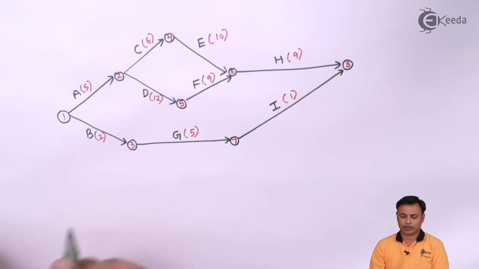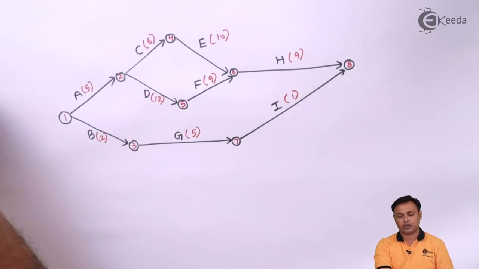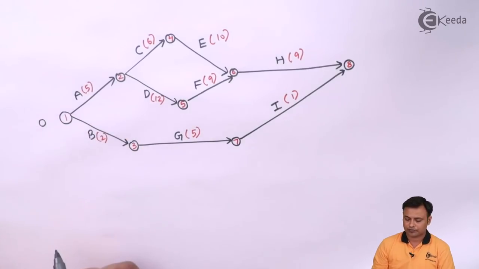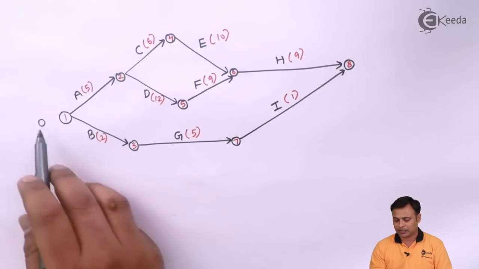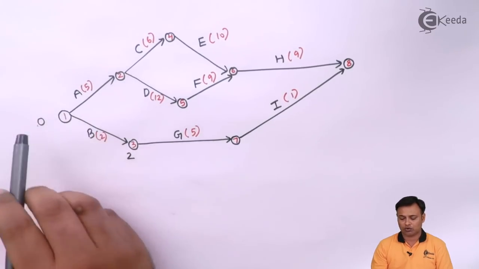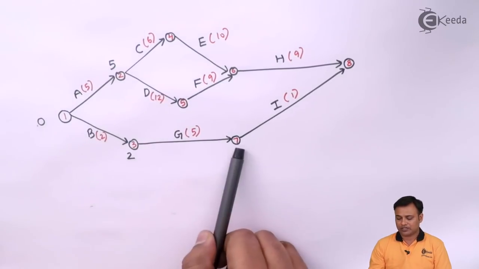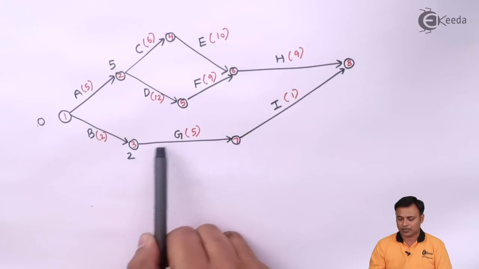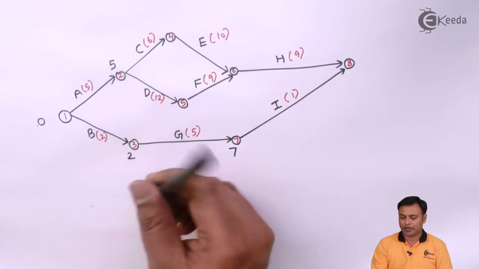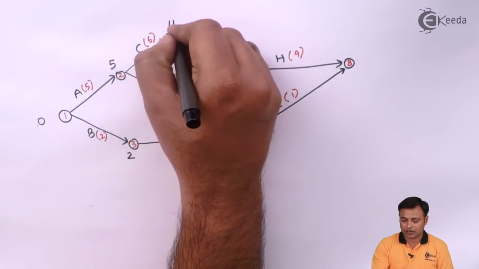Now we will see the forward and backward calculations. I'll use black pen for forward calculations and green pen for backward calculations. I'll put down a 0 at the start. From 1 to 3, there is only one route, so 0 plus 2 will be 2. 1 to 2, there is only one route, so 0 plus 5 will be 5. 3 to 7, there is only one route, 2 plus 5 is 7. 2 to 5, it will be 5 plus 12, 17. 2 to 4, it will be 5 plus 6, 11.